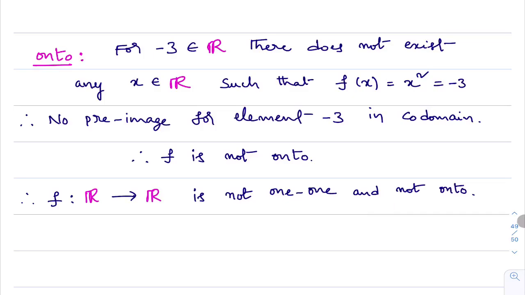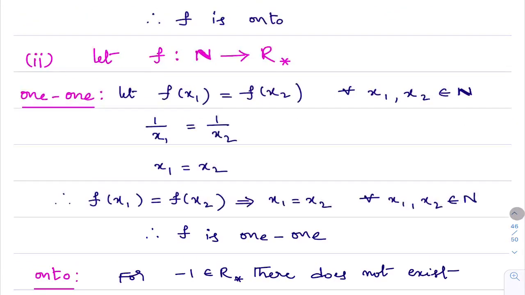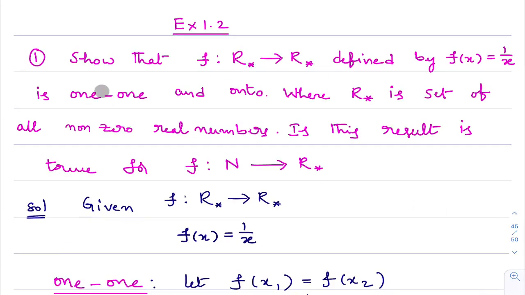Now, I'll move to question number 1. See, what is this question? Show that the function f from R star to R star defined by f of x equal to 1 by x is one-one and onto. We need to show this function is one-one and onto, where R star is the set of all non-zero real numbers. What is this R star? R star is the set of all non-zero real numbers.